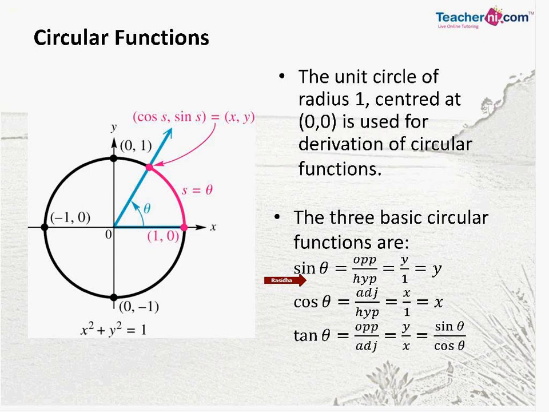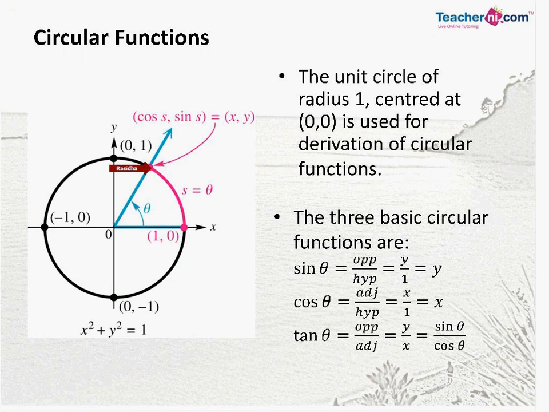Because consider a unit circle. Can you see the unit circle here? Consider a unit circle with center at the origin. If you are rotating it through an angle of theta, so where it comes over here, right?